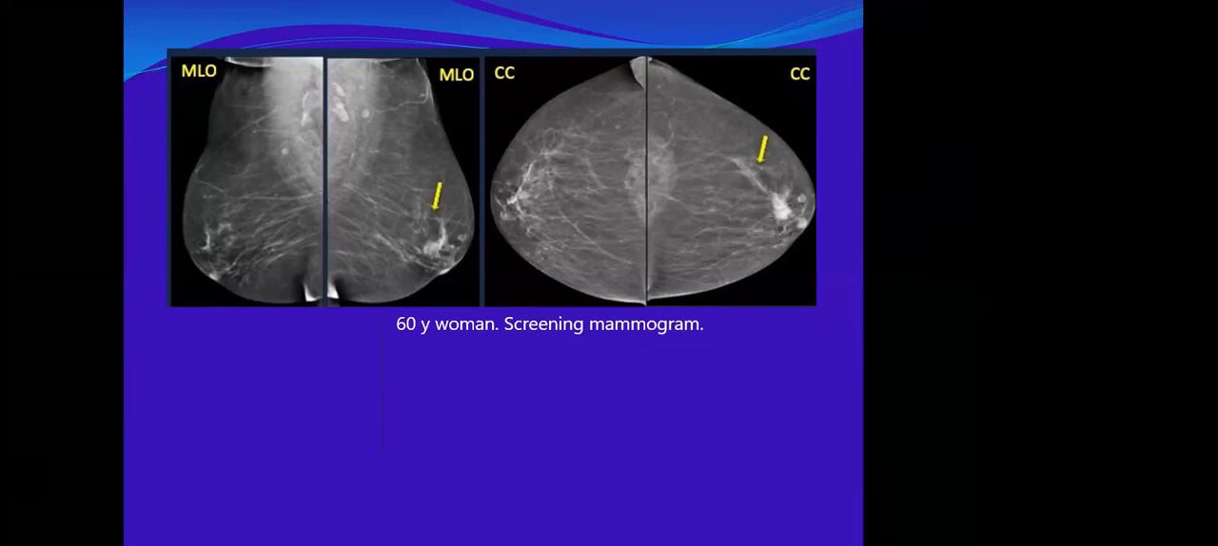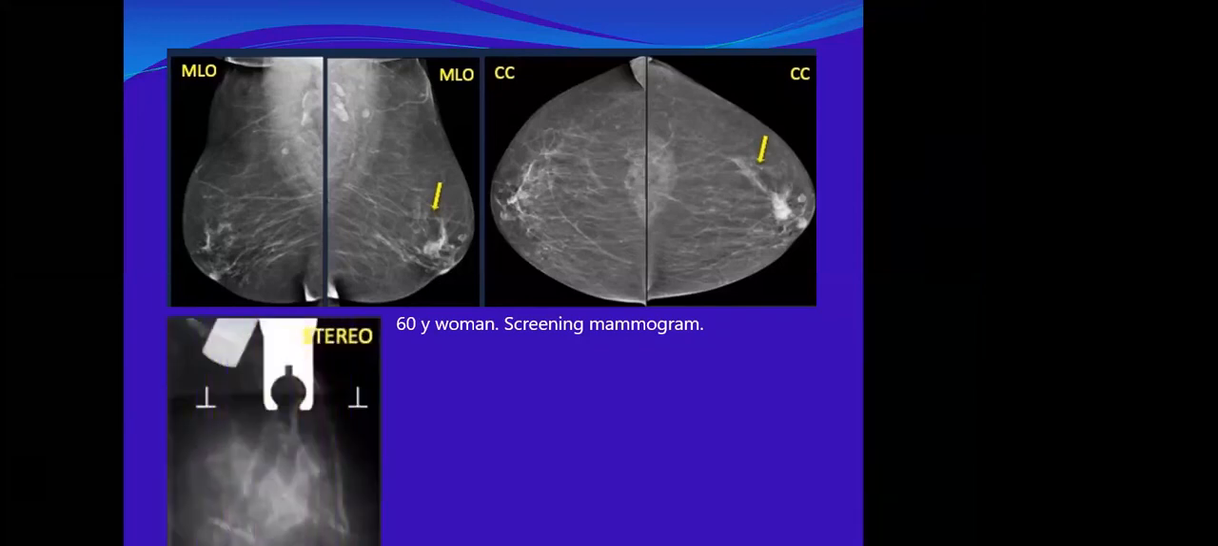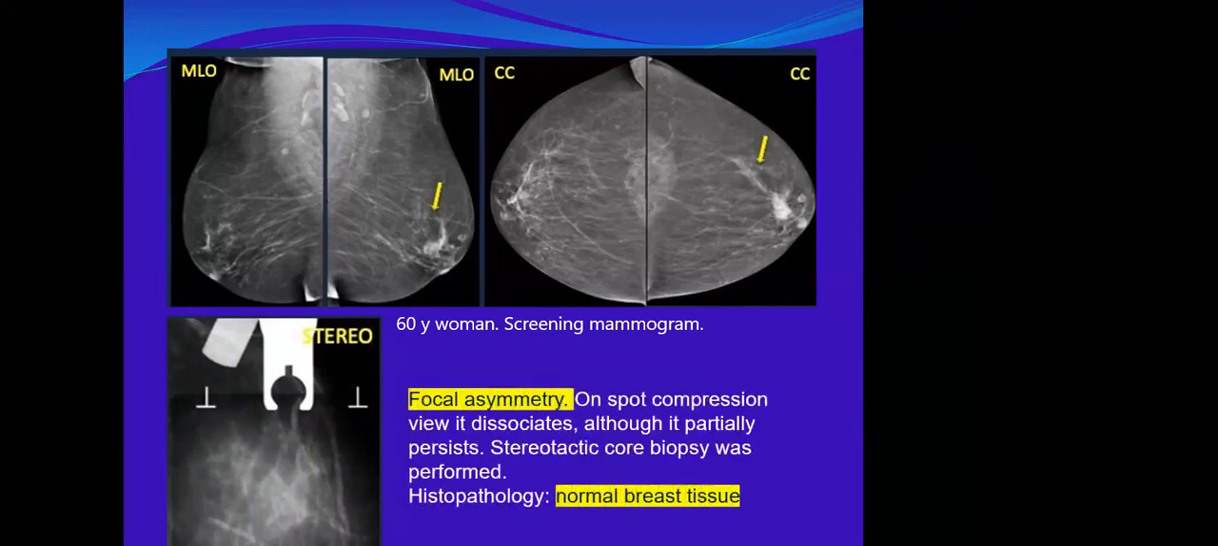What is next? The next is the spot compression view. It demonstrates spreading or disappearance of that asymmetry, which signifies that it is normal tissue. It is an island of normal tissue. Stereotactic core biopsy was performed and proved that it is normal breast tissue.